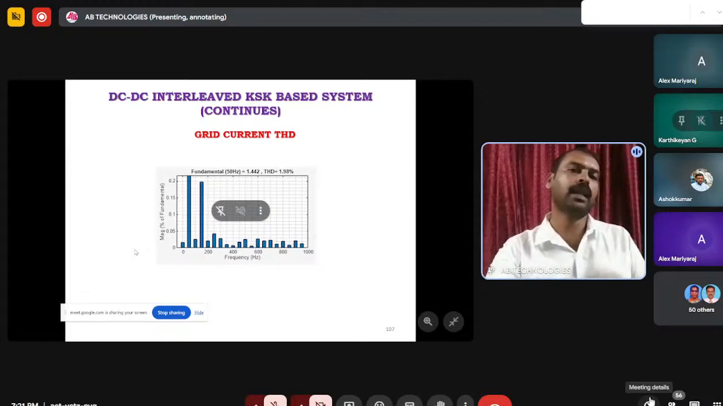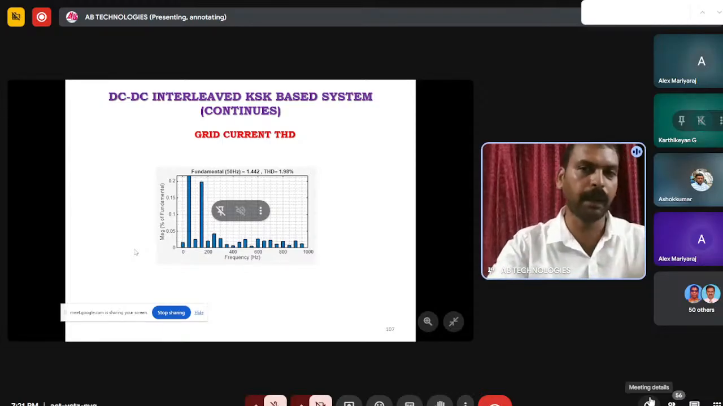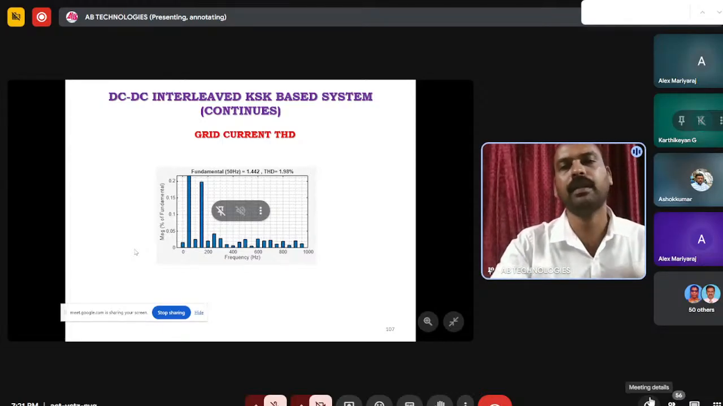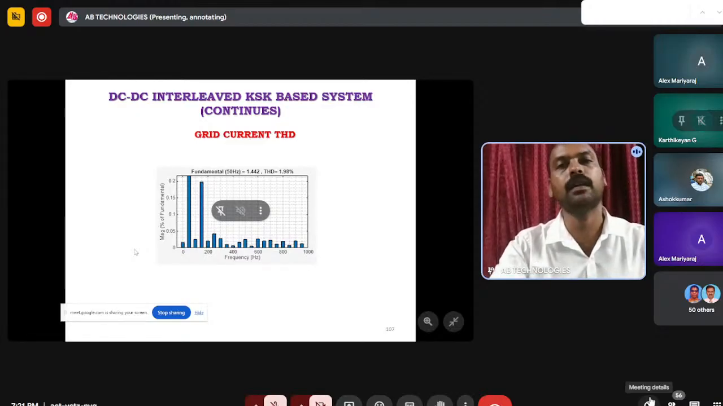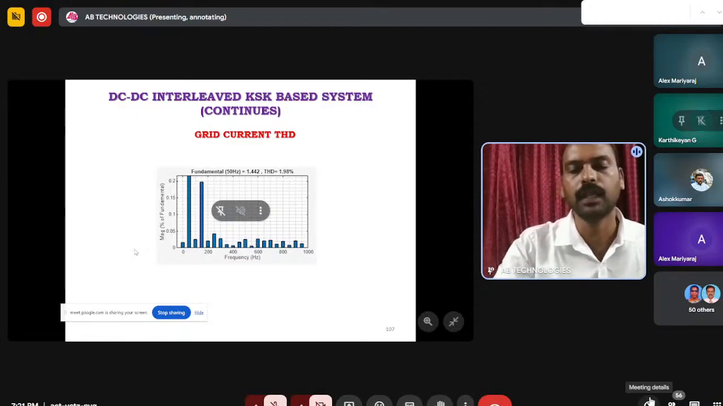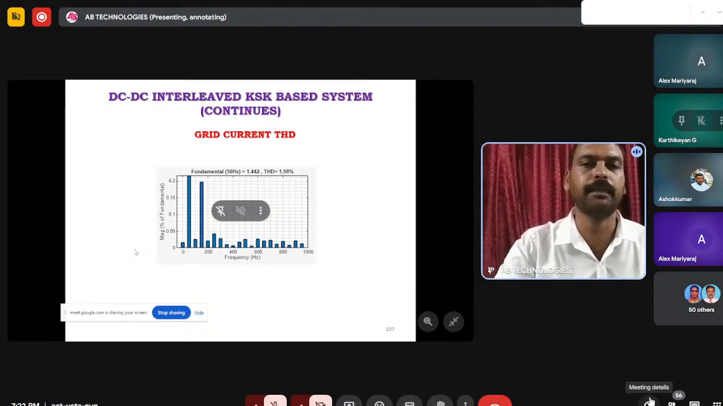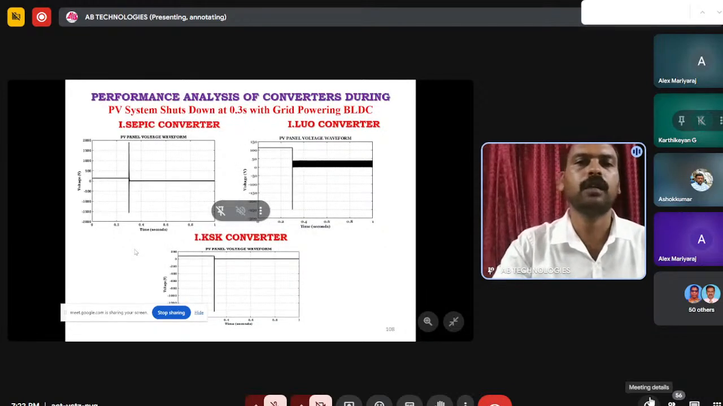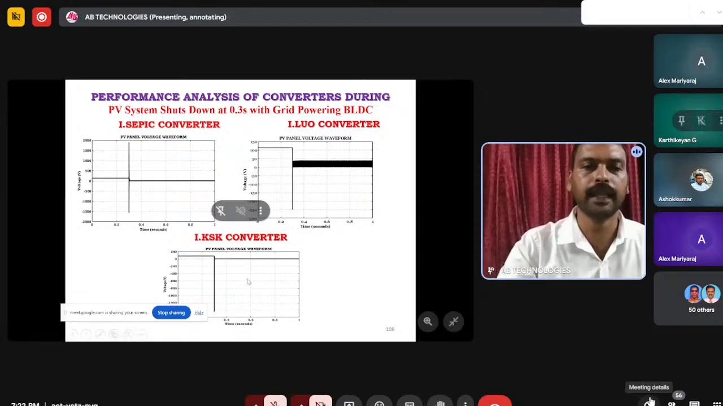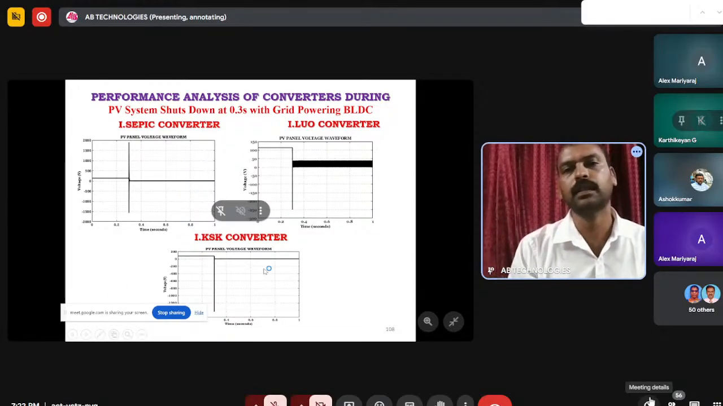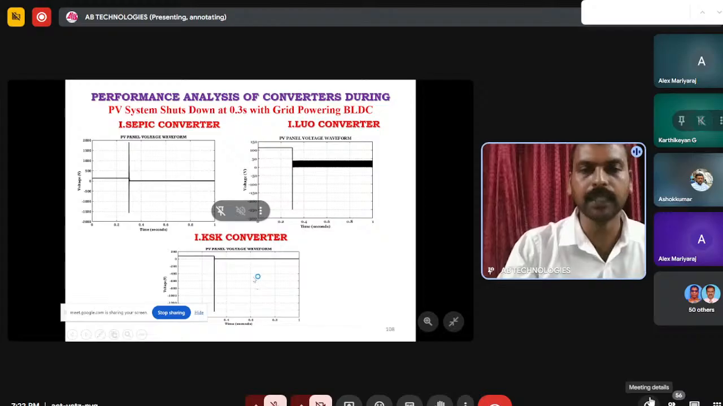And for the total harmonic distortion, we are taking the power from the grid, but the total harmonic distortion is 1.98% only, and the voltage harmonics is 0. The current harmonic should be less than 5%, and it is satisfied at 1.98%. So at 0.3 seconds, the interleaved KSK converter is the best compared to other converters.